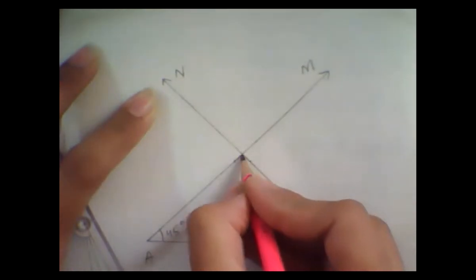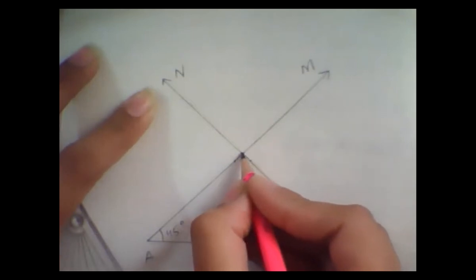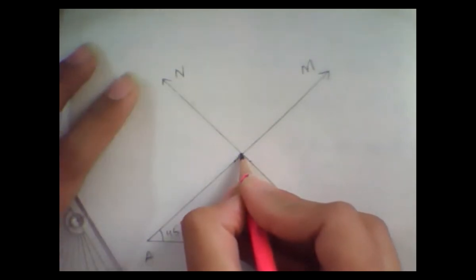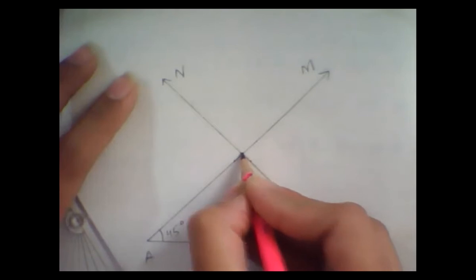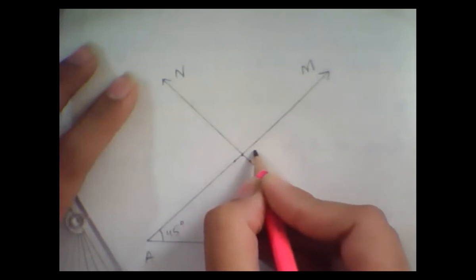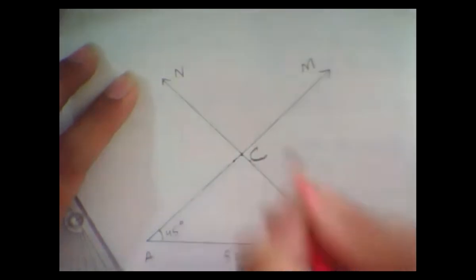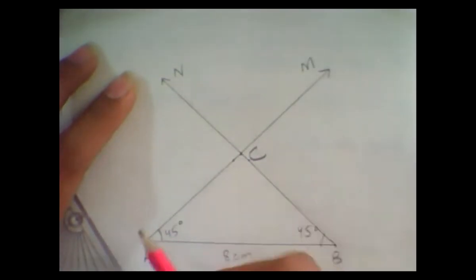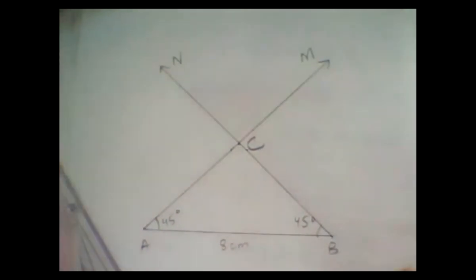And this point, which point? The point where the two rays intersect each other, this point is called what? F? No, this point is called C. So ABC is our required triangle.